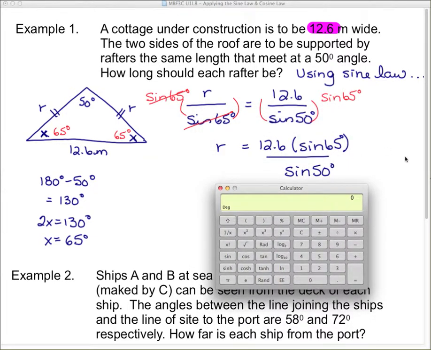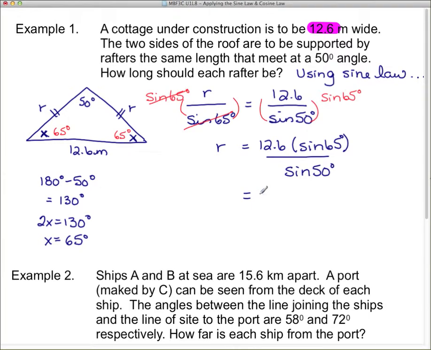We put in 12.6 times, now we want to go 65 and then hit the sine button on this calculator. And I'm going to hit equals. So that's what my top evaluates to. And now I have to divide by the sine of 50. So I hit divided by, and now I have to type in 50 sine equals. So that's 14.9, and this is a word problem, so we say therefore the rafters are 14.9 meters in length.